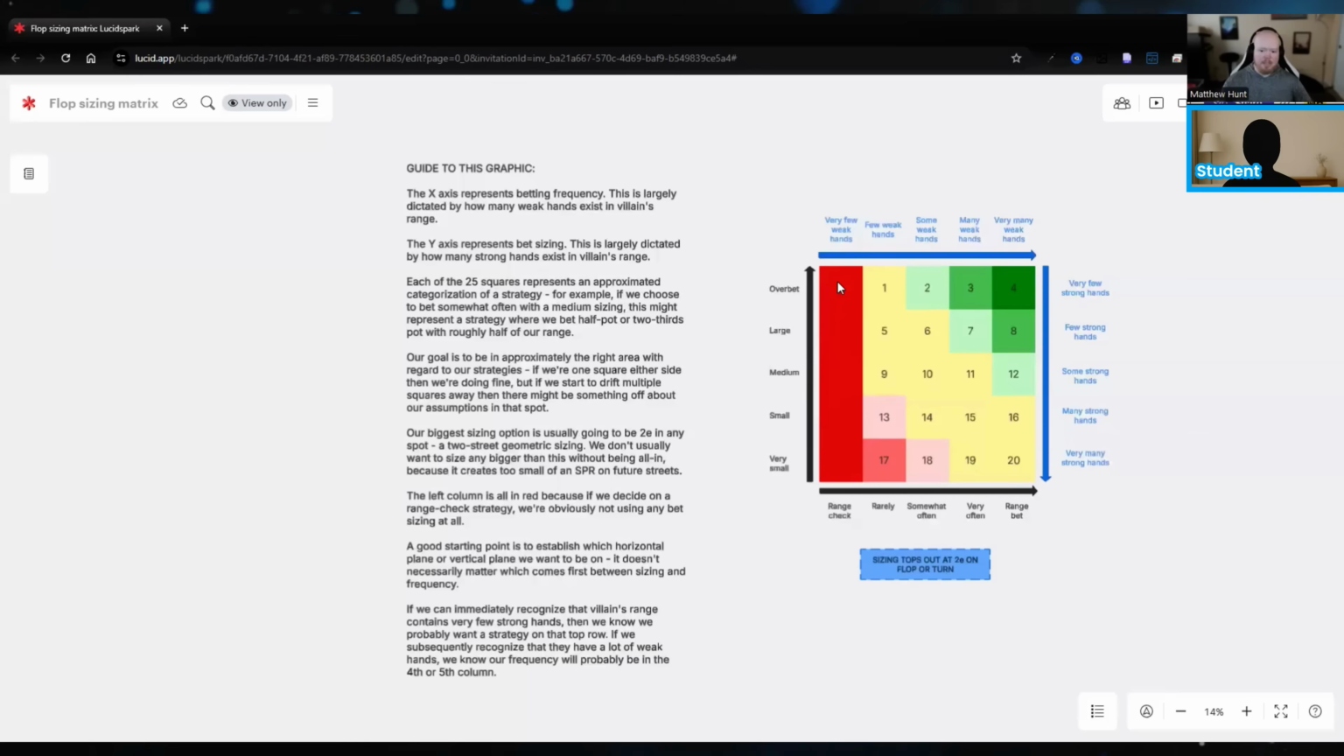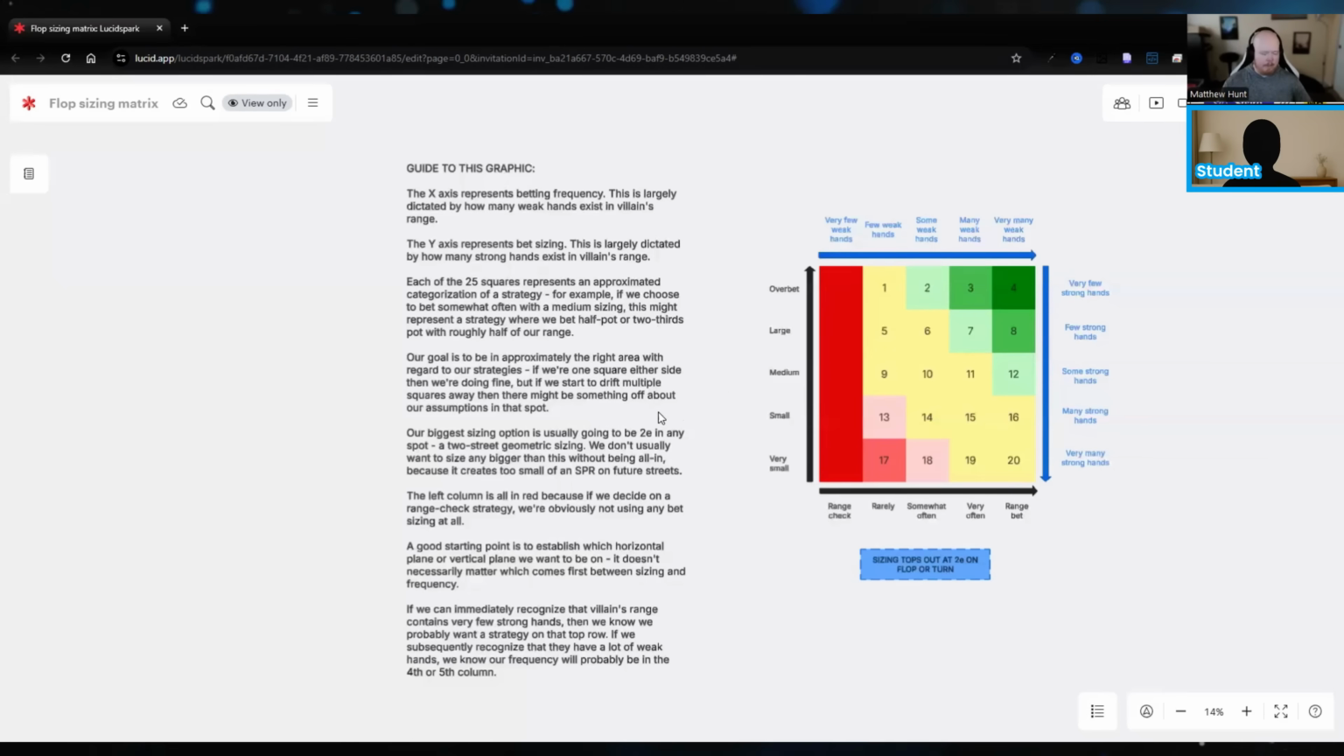You could actually, if you wanted to just assume that overbet is greater than 100%, then you basically would divide everything else here into just four quadrants. So large would be 75 to 100, medium would be 50 to 75, small would be 25 to 50, and very small would be less than 25, right? So that might be a pretty reasonable way to do it.